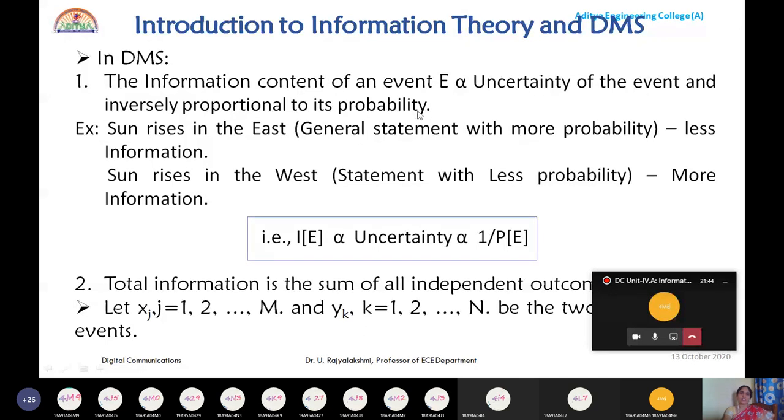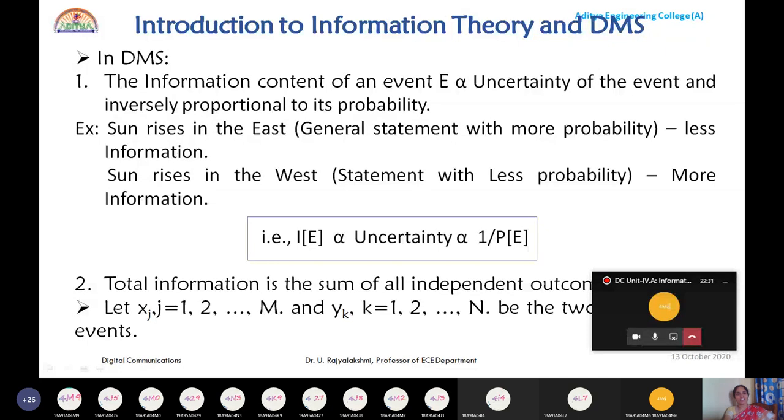So you can read this statement once again. If you see the example, it will be more clear. See the example: sun rises in the east. I think it is a general statement that everyone knows. All of the students know that sun rises in the east and sun sets in the west. But what is the probability of that statement? Almost 99%. Like in one country or two countries, with minimum probability, sun may rise in the west. But every time sun rises in the east, because that is a daily routine statement with more probability.